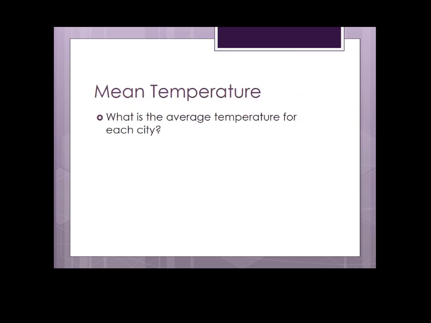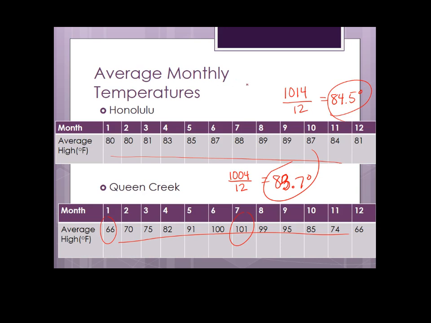So if I look at Honolulu, the highest value is 89 and the lowest is 80. So if I subtract those two, I get a range of 9 degrees. So it only varies by about 9 degrees. Queen Creek, the range, the highest was 101 and the lowest was 66. So that is a difference of 35 degrees.